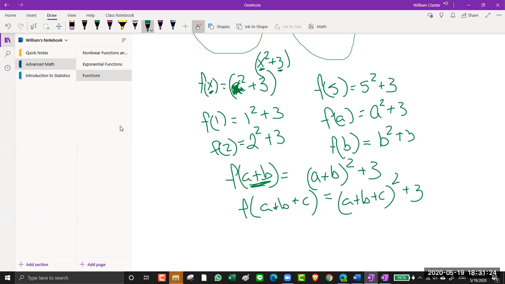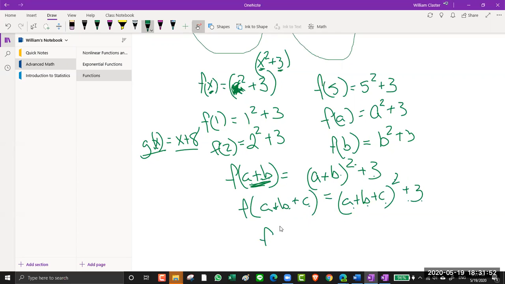Okay. Now suppose we have another function, g of x equals x plus 8. Okay? So everyone understand this is g. Okay, and we just finished: what is f of a plus b? We said it's a plus b squared plus 3. What is f of a plus b plus c? It's a plus b plus c squared plus 3.